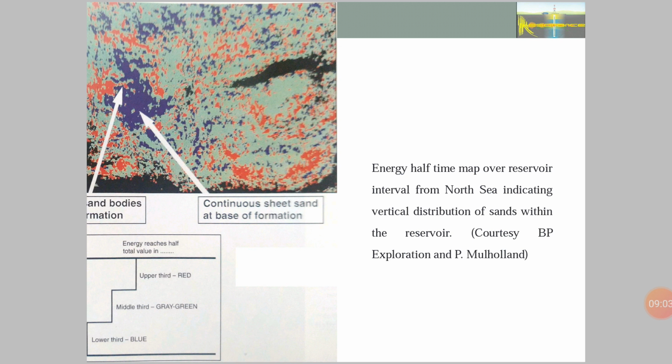Observe that we are trying to understand various types of attributes which have been talked about, and we need to consult and consider all these attributes in order to make conclusions about the presence of hydrocarbon, the structural disposition, and the fault placement. Now, energy half time map is one of the attributes which is run over the reservoir interval, and this example is taken from the North Sea, indicating vertical distribution of sands within the reservoir.